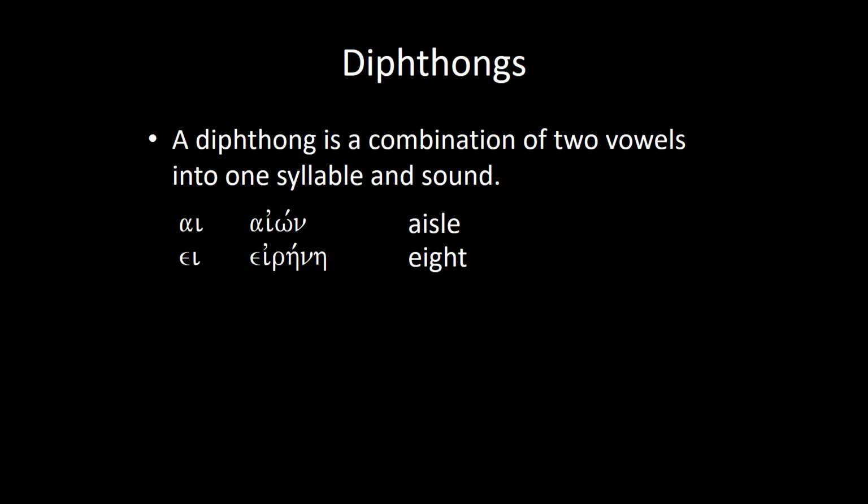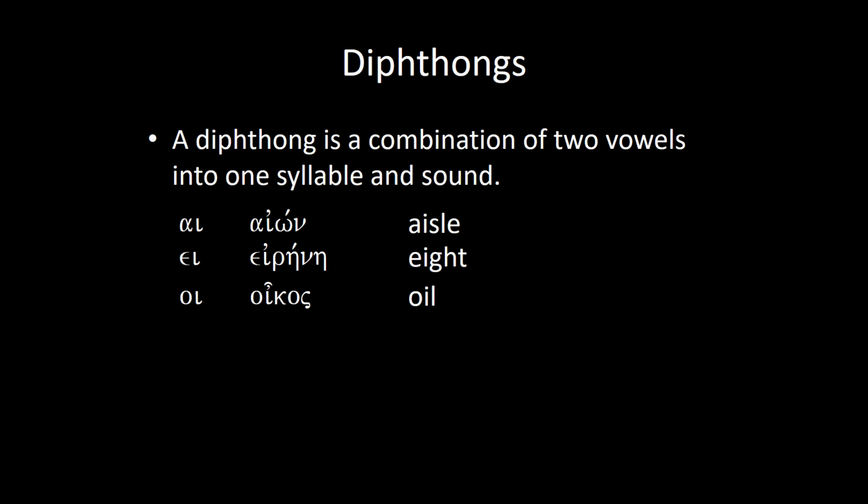Epsilon iota, an EI, this word is eirene. Eirene looks like the EI in our English word eight. So what is a diphthong? Two vowels making one sound. Epsilon iota makes the EI, A as in eight.